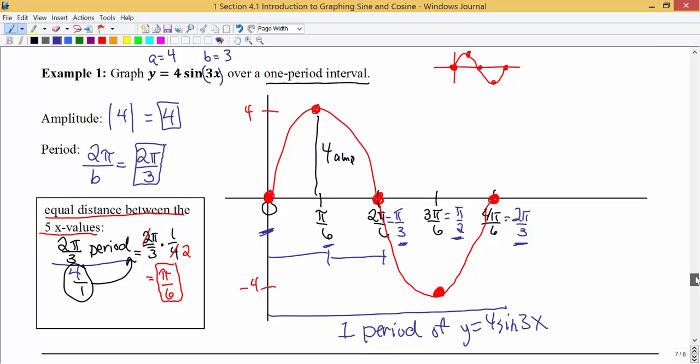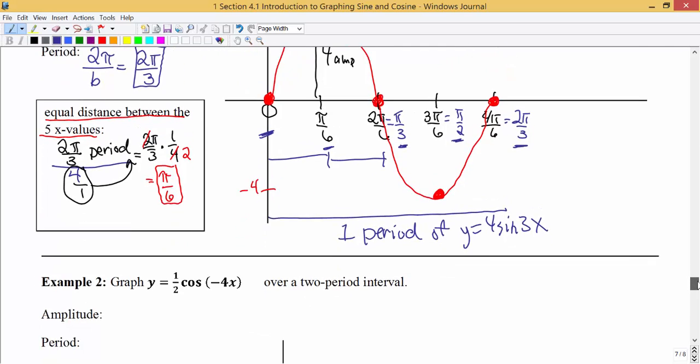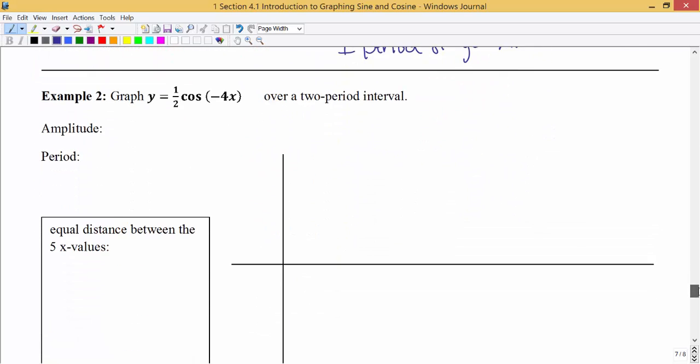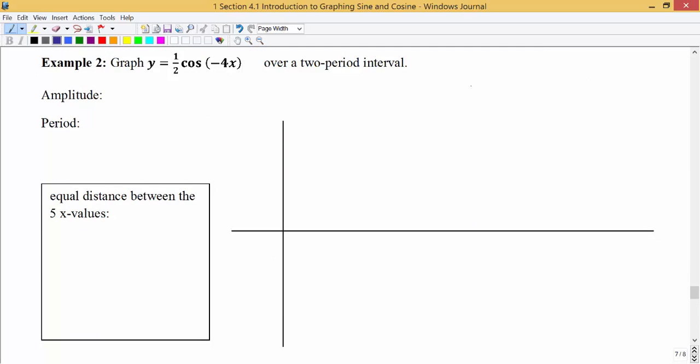So that's one cycle. We were only required to do one cycle there. Let's look at the next one. This one we're asked to do a 2-period interval, so we want to graph 2 cycles of this function.